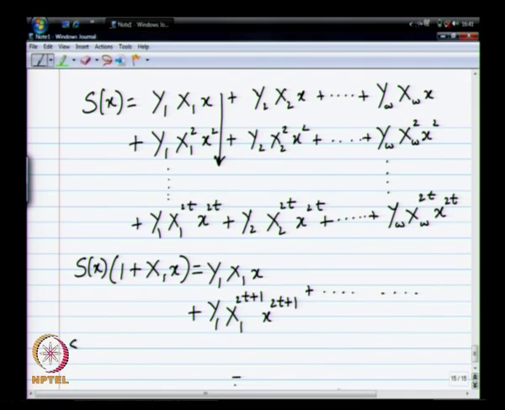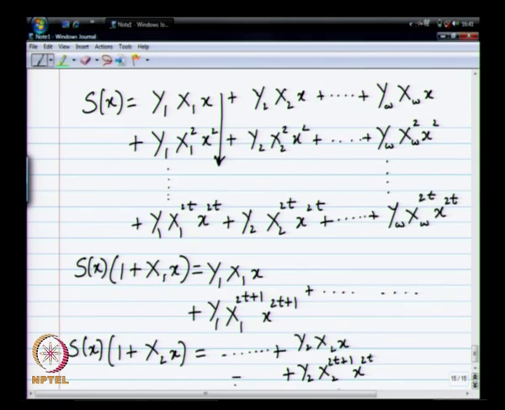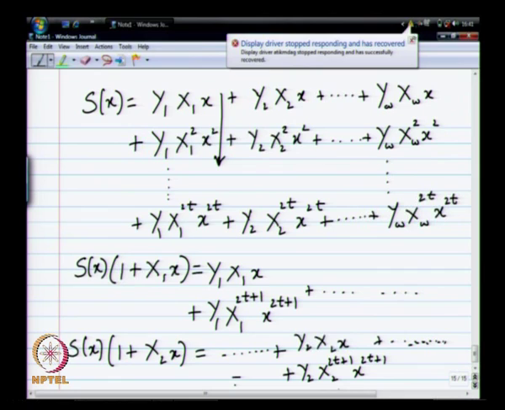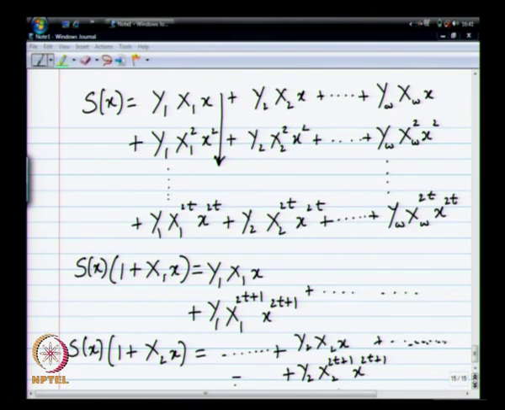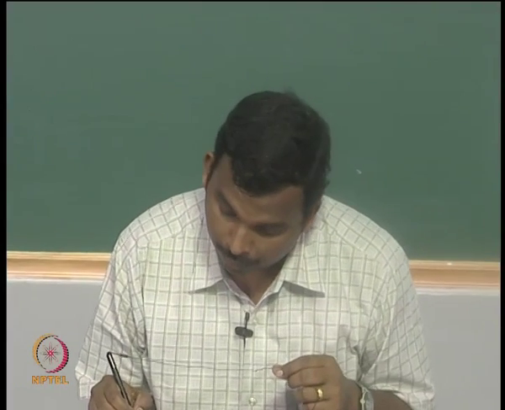Now if I do the same trick with the second column, if I multiply with 1 plus x2 x, what will happen? The first column will have all kinds of stuff and then the second column will have what? y2 x2 x and then y2 x2 power 2t plus 1 x power 2t plus 1, and then all kinds of stuff in the other columns. So if I keep multiplying by 1 plus x1 x, I am causing a lot of cancellation in each column.